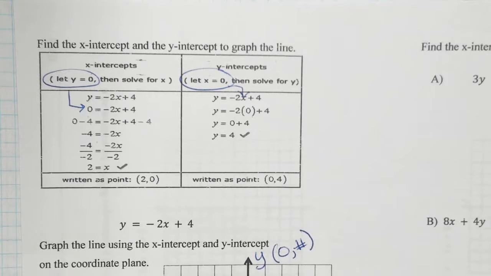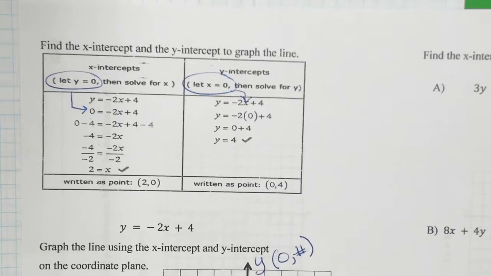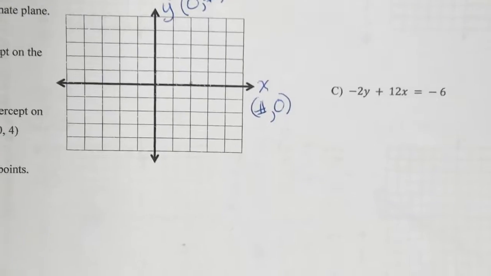Alright, we've talked about graphing a linear equation by using slope and the y-intercept. And remember, that was from the equation y equals mx plus b. Now we're going to graph an equation on a coordinate plane using the x and y-intercept. Well, first let's talk about the coordinate plane.